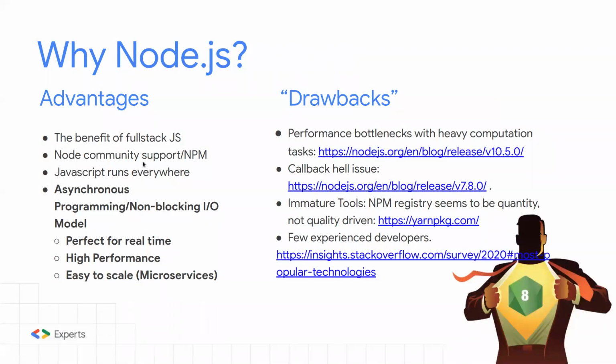So why Node.js? One of the advantages of Node.js is that it's extremely fast, and one of the reasons is because it's single thread, and I'm going to talk a little more about that in a bit. And also a good thing is that it's asynchronous, and it's perfect for real time, high performance, high traffic applications. So Node.js is a good option to develop this kind of apps. Easy to scale, but there are some drawbacks.